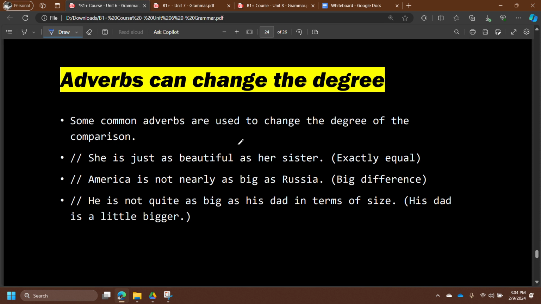And adverbs can also change the degree. Some common adverbs are used to change the degree of the comparison. For example, she is just as beautiful as her sister. It doesn't really change the degree, but it does put emphasis on the fact that it's exactly equal, like not even maybe a centimeter different. America is not nearly as big as Russia, meaning there's a big difference. He is not quite as big as his dad in terms of size, meaning that his dad is a little bigger.